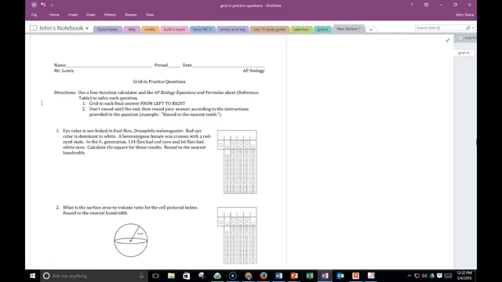Okay, so hopefully you guys have open right now in front of you the grid-in practice questions that can be accessible through the updates of your Schoology page. And so the very first question talks about sex-linked traits in Drosophila melanogaster, which is fruit flies.